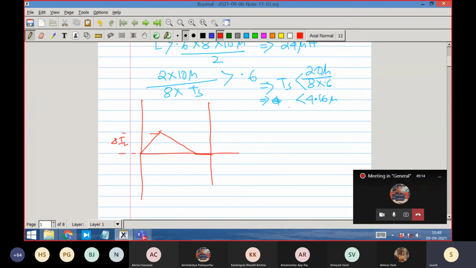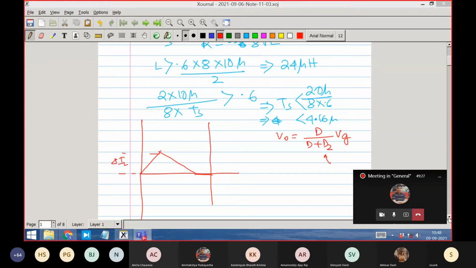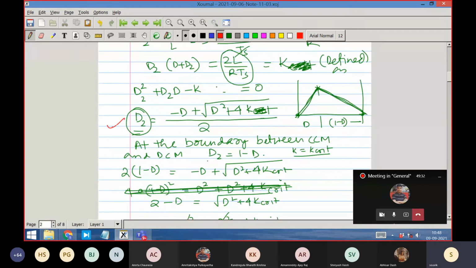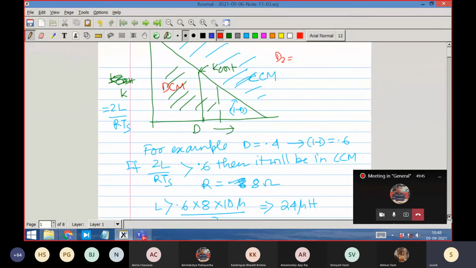By the way, you remember that V0 was what expression? V0 was D by D plus D2 into Vg, and the D2 expression we have found out from here. This is how D2 is found out. So by putting these values, you can get a value of D2, right? So in our case, let us compute D2 once. With 10 micro, how much is D2?